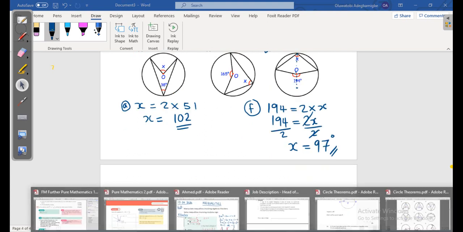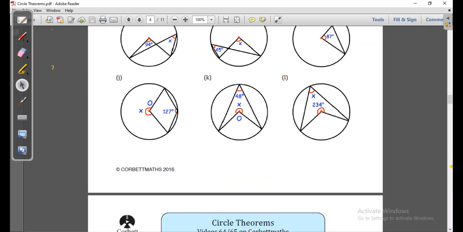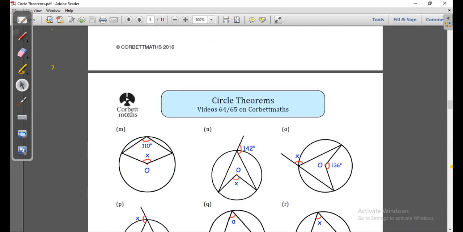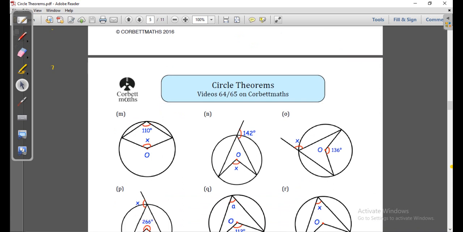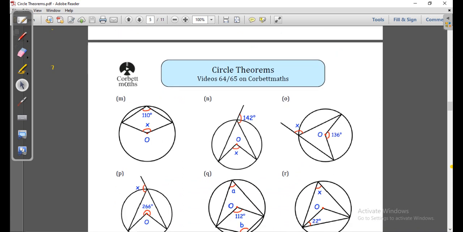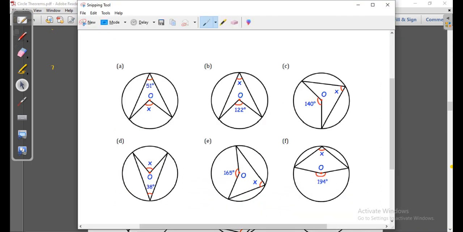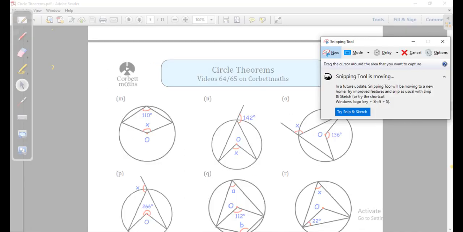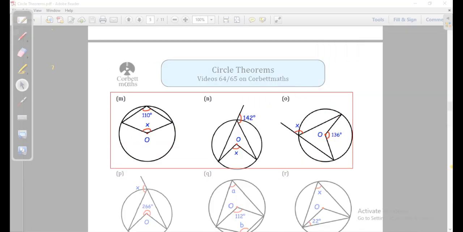However, we have some advanced kind of questions that I would like us to touch as well. Fantastic. So I will do these 3 questions, and that will be all for this particular lesson.